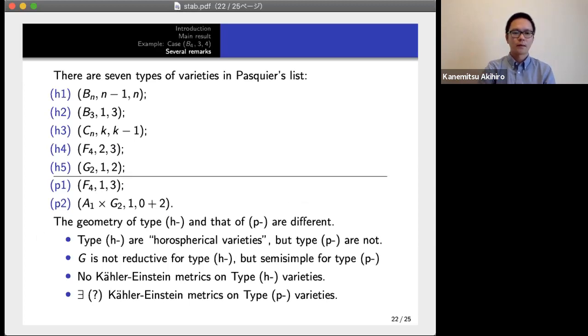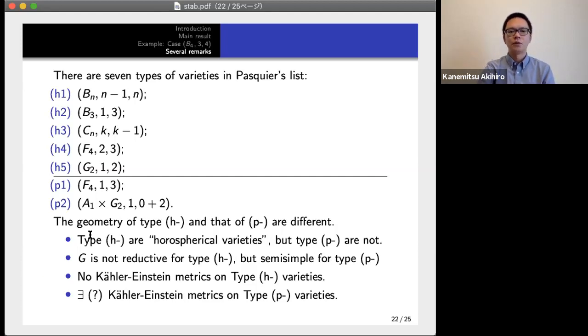Okay, so first, let me give one remark on the geometry of varieties in Pasquier's list. In his list, there are 7 types of varieties, H1 to H5, and P1 and P2. And the geometry of type H and the geometry of type P are very, very different. Varieties of type H are holospherical varieties, but type P are not holospherical varieties. And the group G, which is the identity component of the automorphism group, is not reductive for type H varieties, but they are semi-simple for type P varieties.